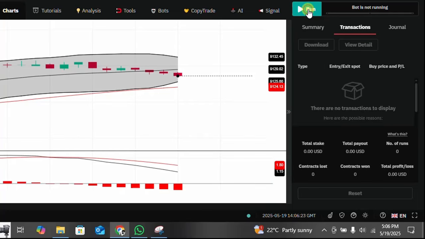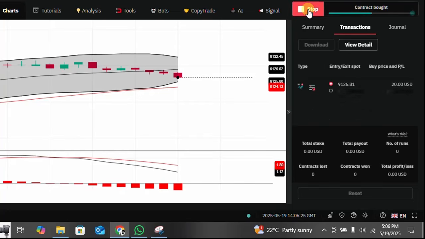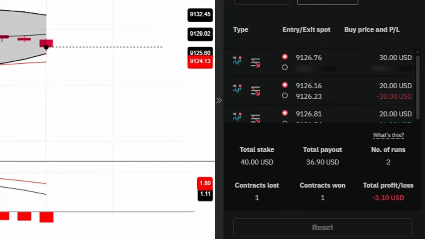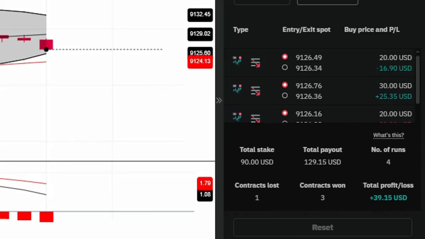We are going to predict that the last price will be lower than the average. You can see our first trade is a win. Our second trade is a loss. Then you'll see the martingale, of course, set at 0.5. It's a win. Okay, so you can see that you can analyze from the chart here and then take trades using the bot on the other side.